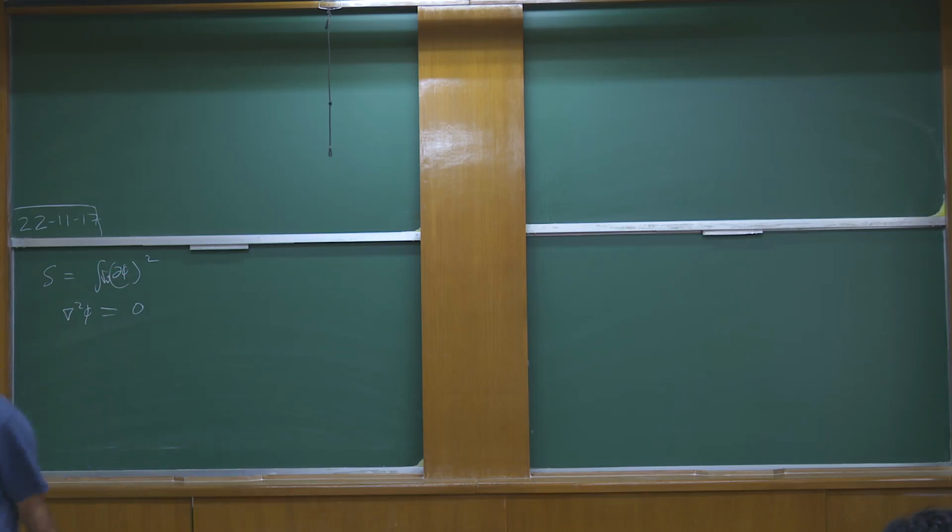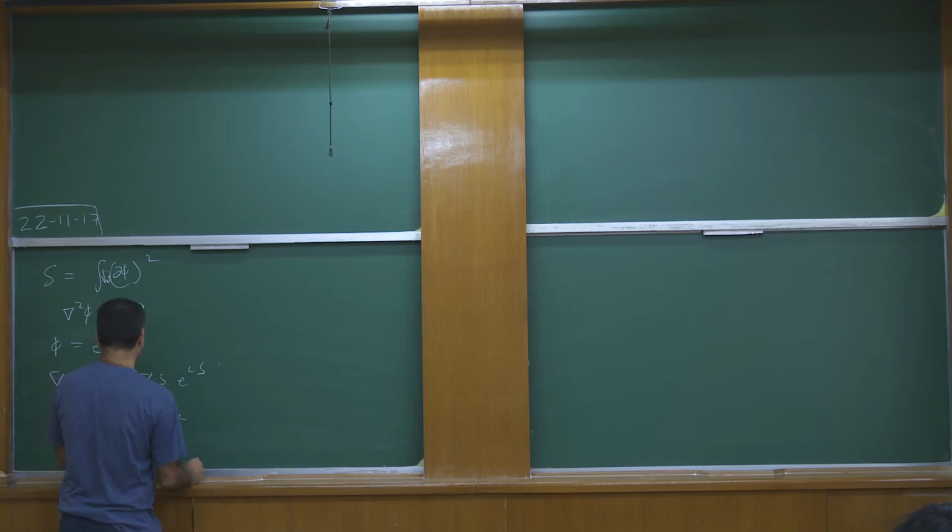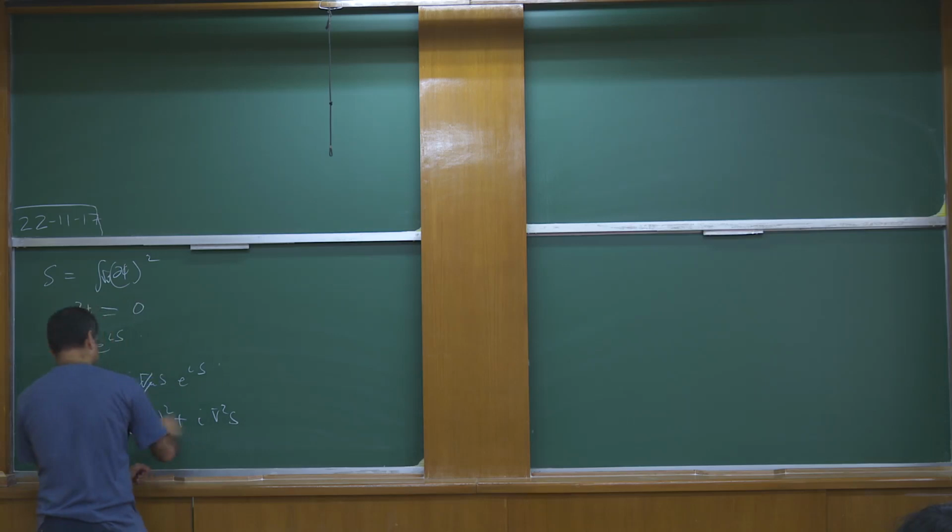Now, let's try to find solutions of this equation in some approximation. So what we're going to do is to set phi equal to e to the power i times s. So if we set phi equal to e^{i s}, and then we just compute, what's del mu phi? This is equal to i del mu s times e^{i s}. And so del squared phi is equal to minus (del s) the whole thing squared plus i del squared s, the whole thing times e^{i s}. That's clear, right?